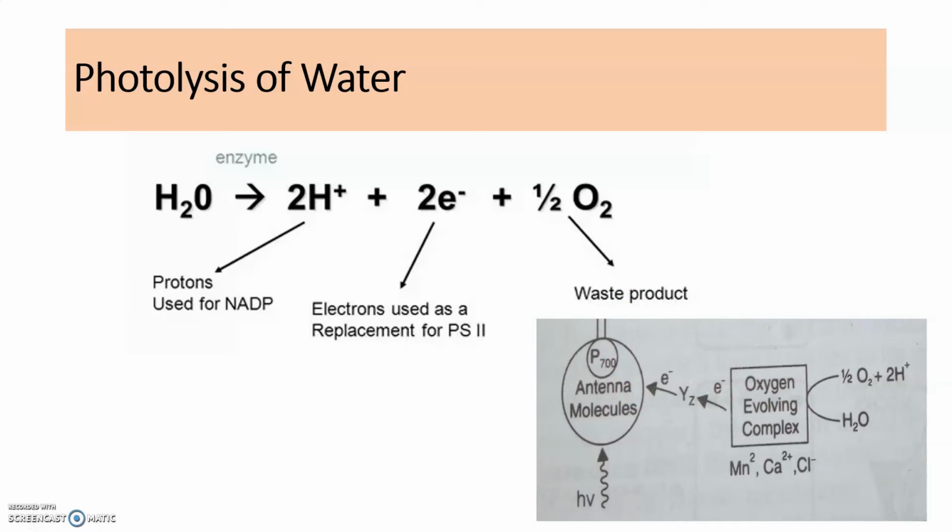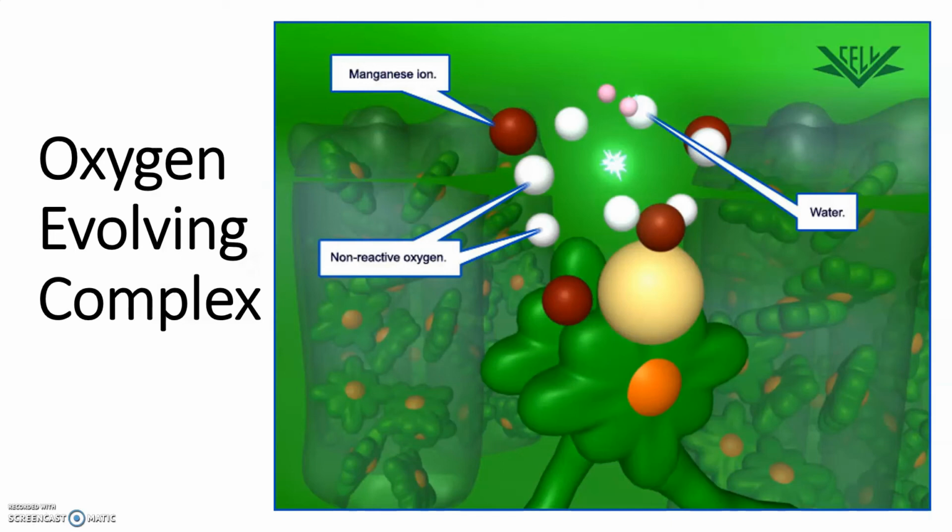The oxygen evolving complex mainly consists of water molecule, manganese ions, calcium ions, and chloride ions. In presence of light, splitting of water occurs, releasing the electrons, which are picked up by the photosystems, and after the splitting of water, the half molecule of oxygen and protons are released. Let's proceed forward towards the oxygen evolving complex in detail. In the oxygen evolving complex, as I have already told you, there are the manganese ions.